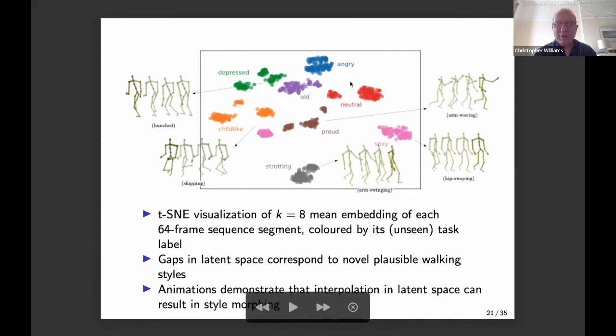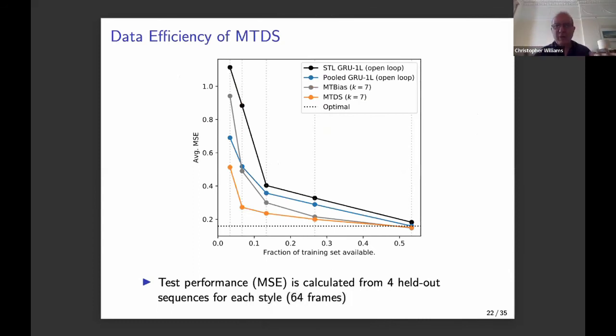And we can also, and I'll show you a video of this in a minute, interpolate in this space as well. We can morph from one kind of walking to another. So yeah, that's fun. The other thing we can do, as well as having fun with morphing, is ask whether this actually helps us learn. If we have novel test sequences, can we make better predictions for those based on perhaps a relatively small amount of data?